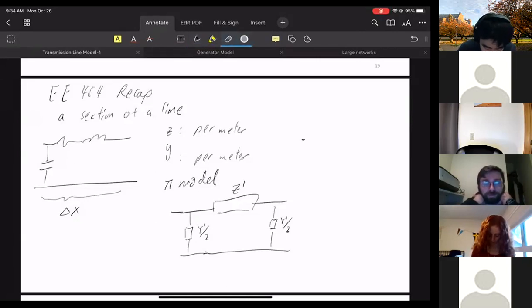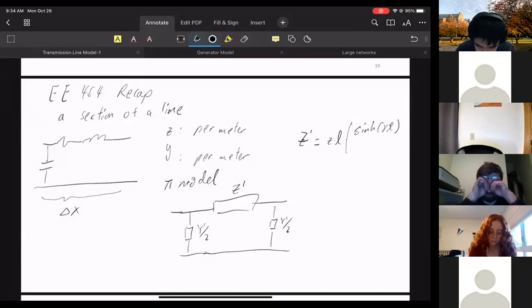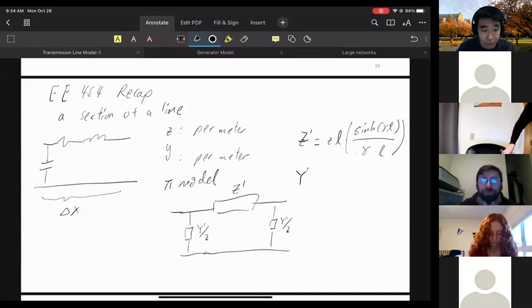If we do the calculation, it turns out this capital Z prime relates to the per unit length z. You can think of it as small z times L times a correction factor, and this correction factor depends on the hyperbolic sine of the line parameters. We get this if you actually solve the differential equation. Without solving it, we just have to remember that the aggregate, lumped parameter is the per unit length parameter times the length of the line times some correction factor. And Y prime is the same thing.